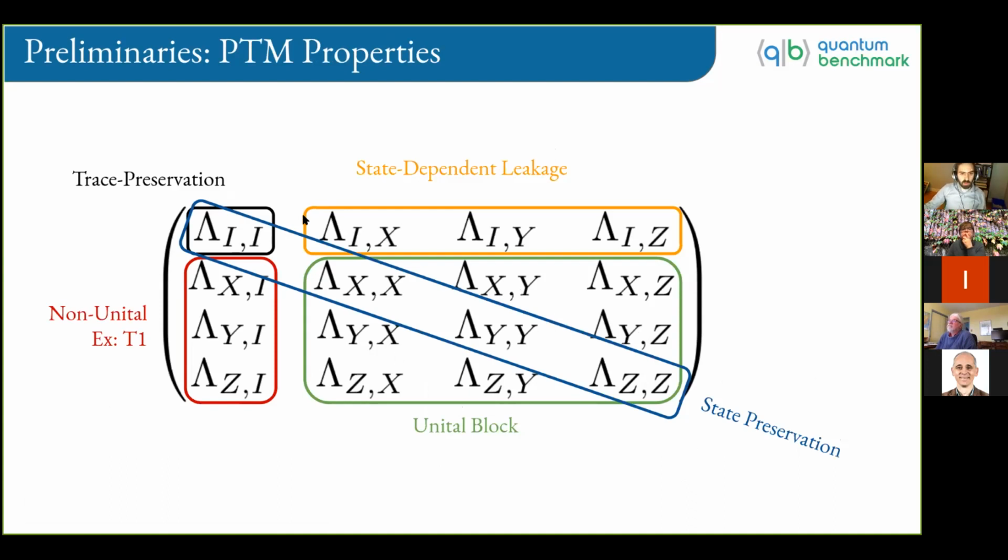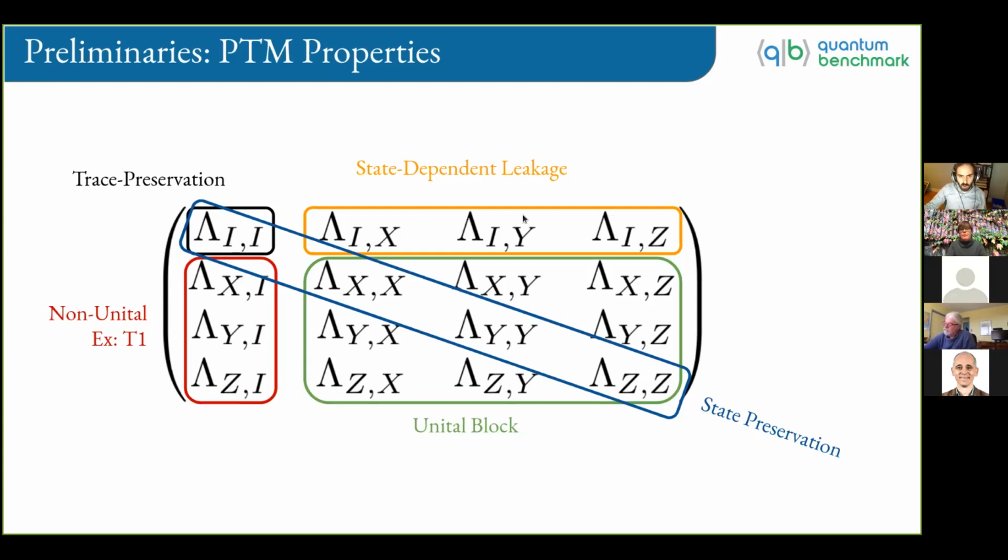So you should think about it as having 4 blocks. First of all, there's the top left. This is just for a qubit, by the way, so it's 4 by 4 because there's only 1 qubit. But in general, the top left block is trace preservation. So usually this number is 1. And if it's less than 1, then it's a trace decreasing channel, so you're losing your state to some third level maybe.